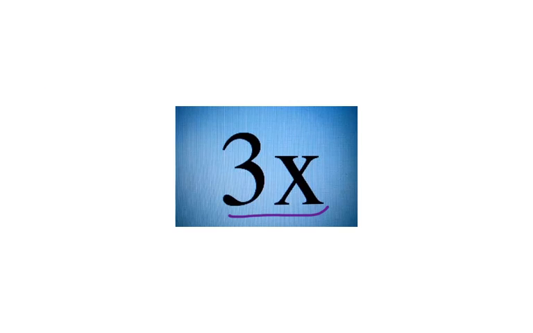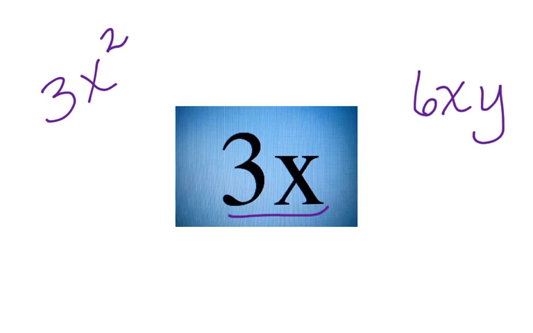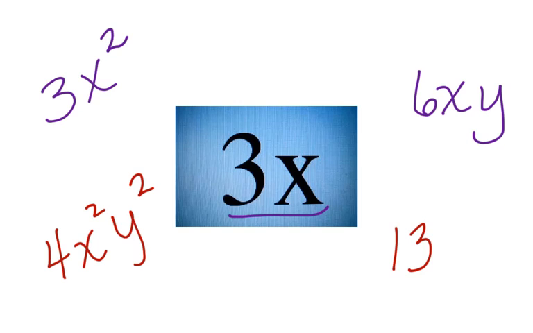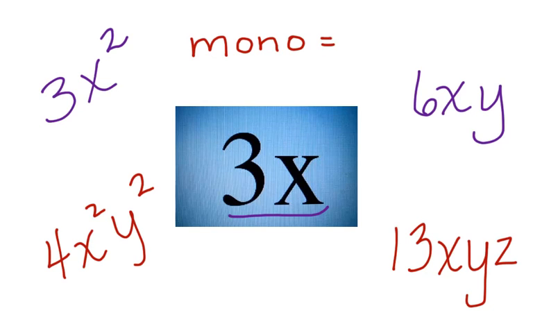3x is a monomial. 3x squared could be a monomial. 6xy could be a monomial. 4x squared y squared could be a monomial. 13xyz could be a monomial. Any of these could be monomials. Mono means one. So notice that in each of these examples we have one term. That's a monomial.